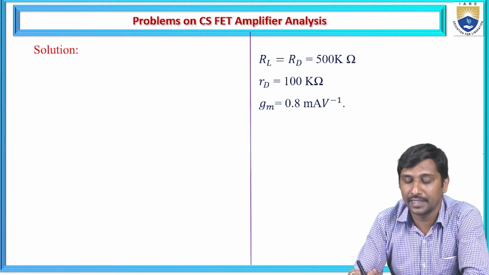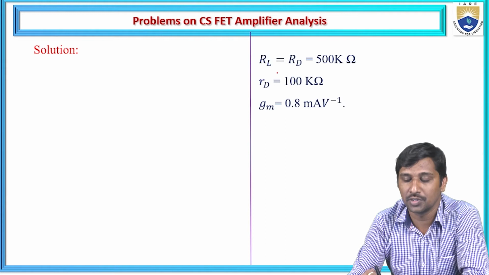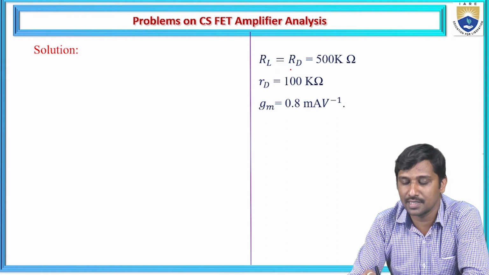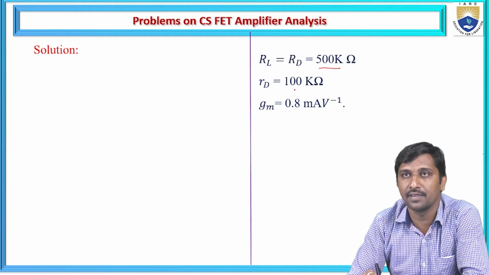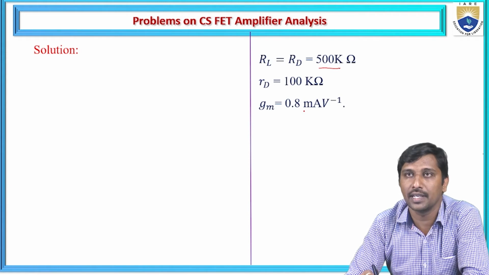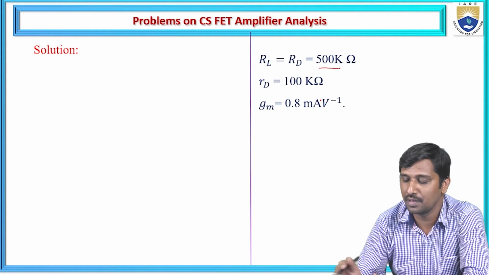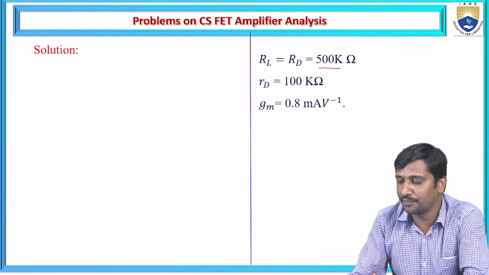So first I'll take the given specifications based on the problem statement. Here the load resistance, or drain resistance, is 500 kilo ohms, the internal drain resistance is 100 kilo ohms, and the transconductance is 0.8 milliampere per volt. Now we need to calculate the voltage gain of the amplifier.